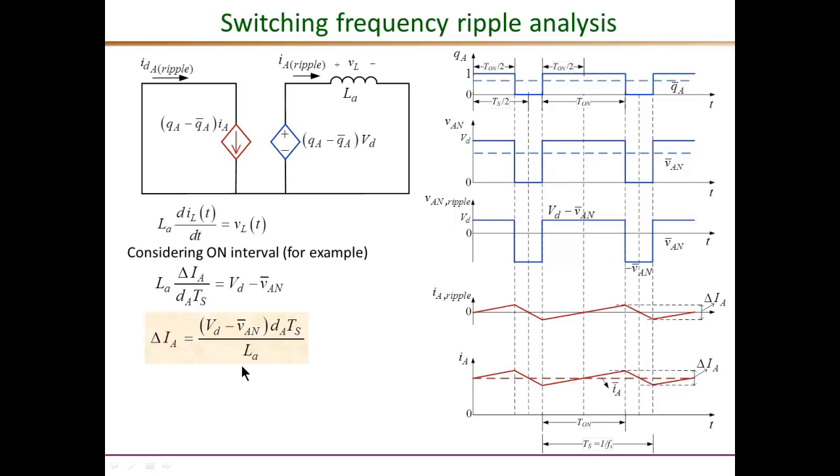We can also rewrite this by substituting VAN average to be dA times Vd. Then we get the expression in terms of VAN average alone, not in terms of Vd.